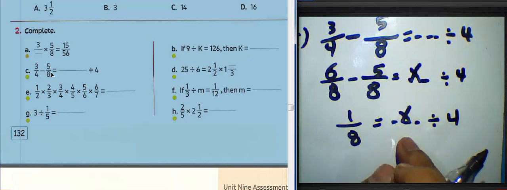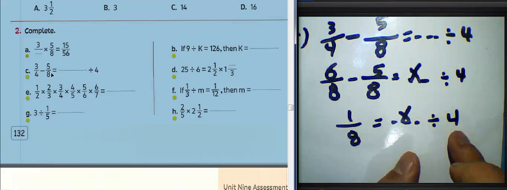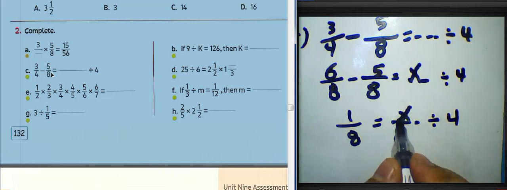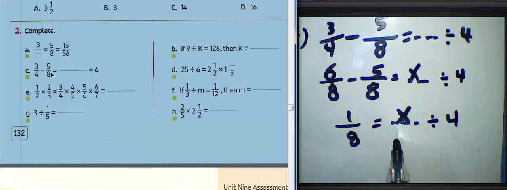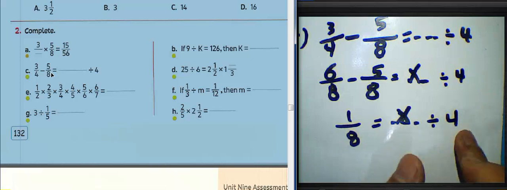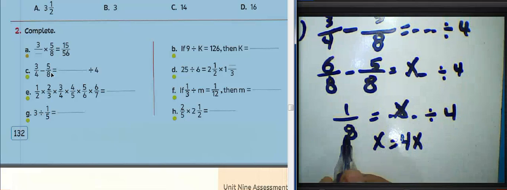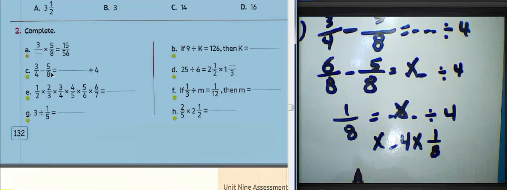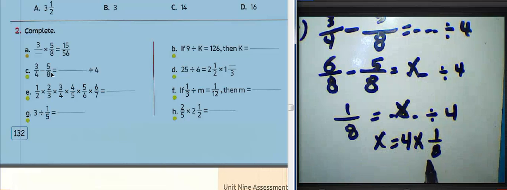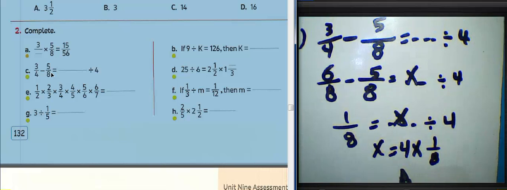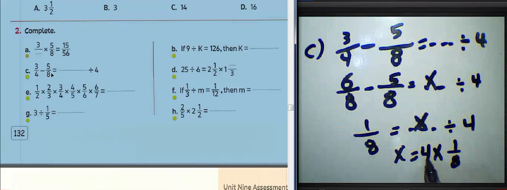To find the dividend, we must find the multiplication of the divisor and the quotient. It's a divisor and it's a quotient. X equals 4 times 1 over 8. We can simplify it by dividing by 4 in the numerator and denominator. 4 divided by 4 equals 1, and 8 divided by 4 equals 2. Then the result will be 1 times 1 equals 1 and 1 times 2 equals 2.